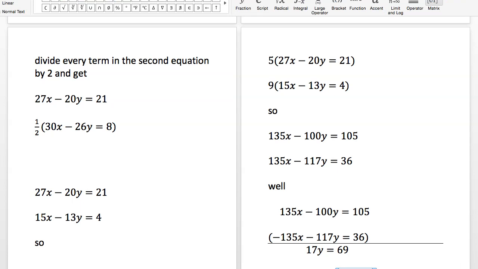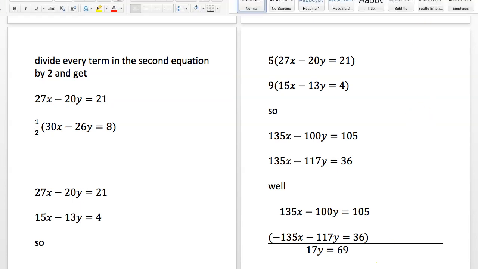Now, guys, 17, will this reduce? It had to, 69 would have to be a multiple of 17. I don't know. 17 times 4 is 68. So there's no way. It doesn't reduce. I did need to check, though. But y equals 69 over 17, and that is it. We have done y.